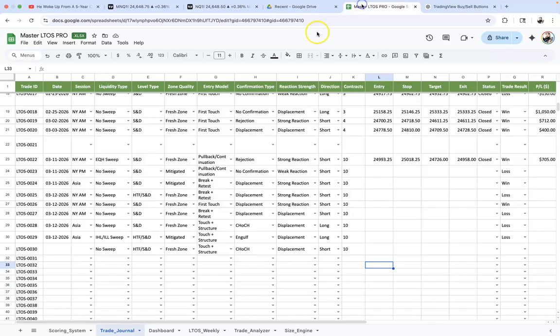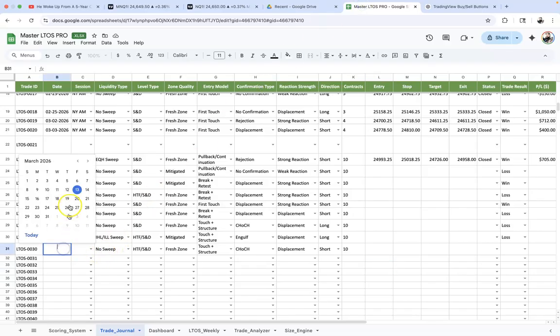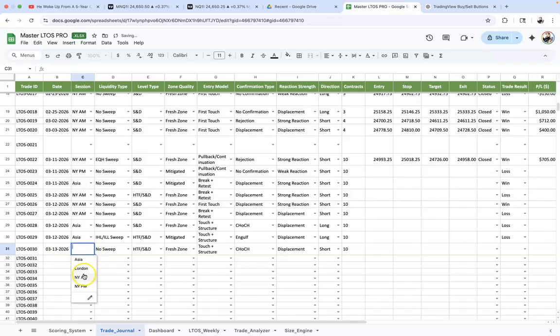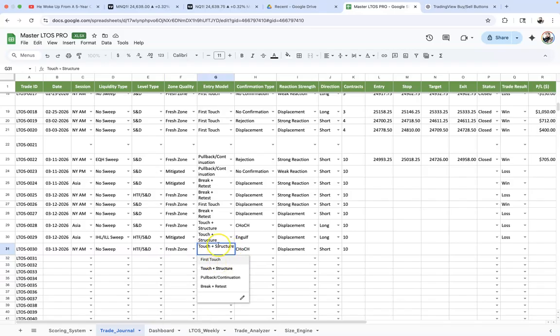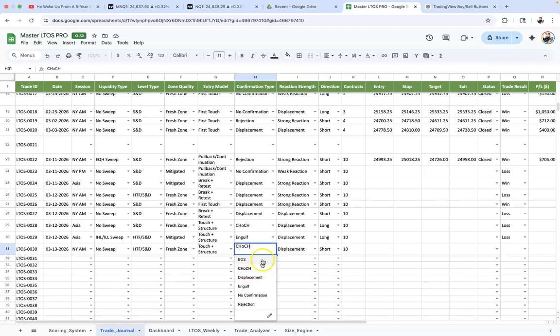Then I go over here and I journal my trades. As you can see, it was today, right? The 15th. Went over here, London AM. No sweep, higher time frame, supply and demand. Fresh zone wasn't mitigated. It's a fresh zone, touch and structure. We waited. We didn't get on the first touch. We waited till it did a touch, and then we had to wait until structure, right? And that structure was a change of character. We got a confirmation. We also got a confirmation with a displacement. So the reaction strength was a displacement. It was a change of character. It was a short for 10, right? And then we can punch in the numbers once we go to Tradovate and stuff like that, or once we look at the numbers. So that's how you can journal your trade.